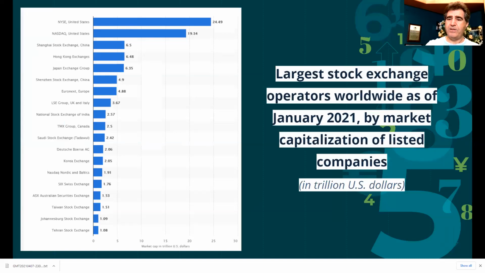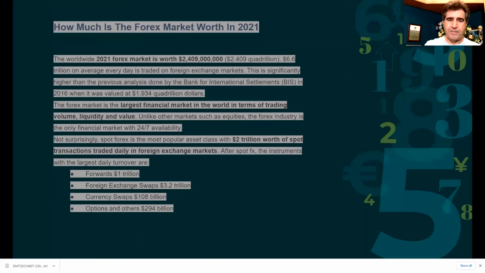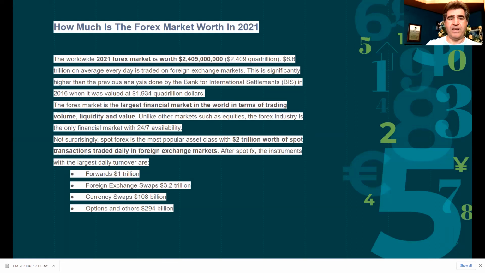I want to dig even deeper and look at the largest stock exchange operators in the world. This is as of January 2021 by market capitalization. We look at NYSE, NASDAQ, and Shanghai, and how they compare to forex, which is in quadrillions. When you look at 24 trillion in NYSE as of 2021, we look at 2,409 trillion dollars in forex activities, or I mean assets. And that has definitely grown a lot since 2016, and it is again by far the largest as far as trading volume, liquidity, and value.